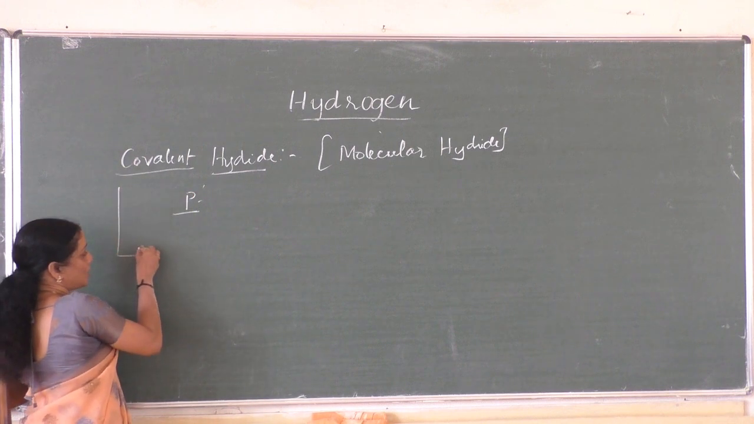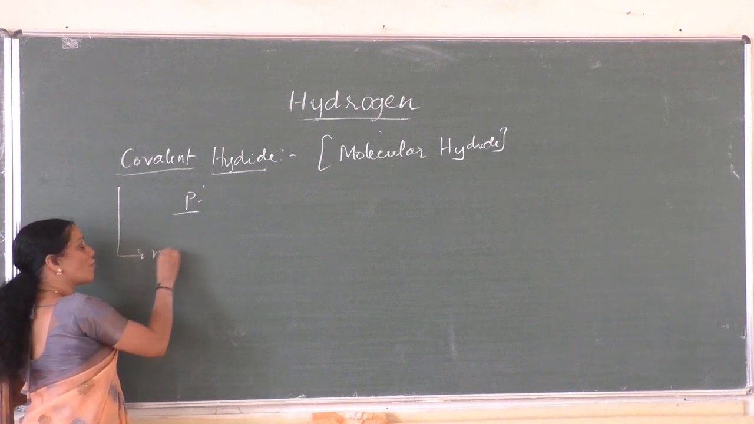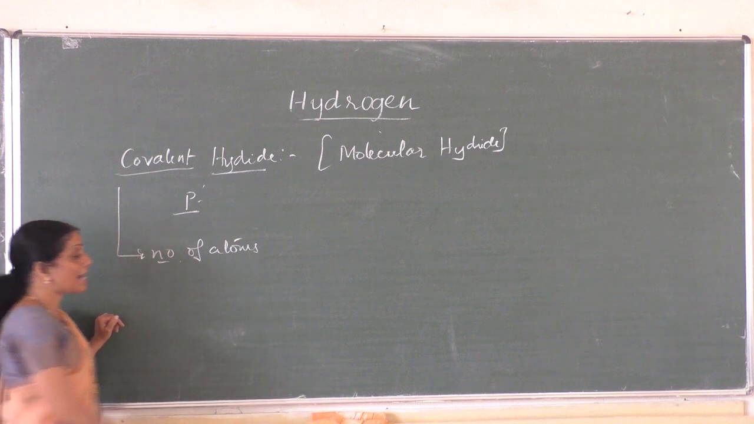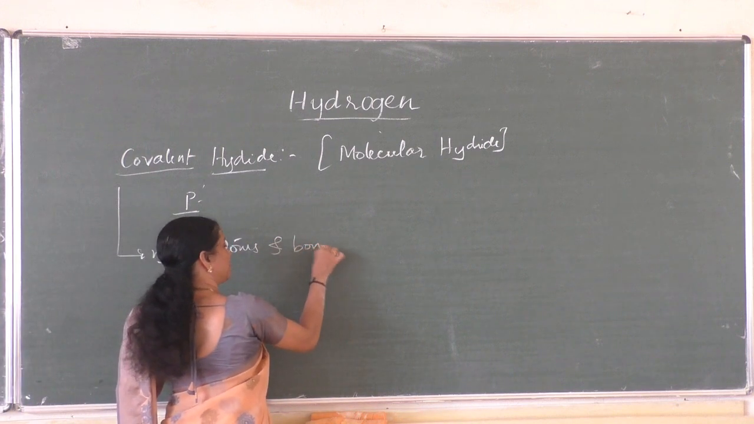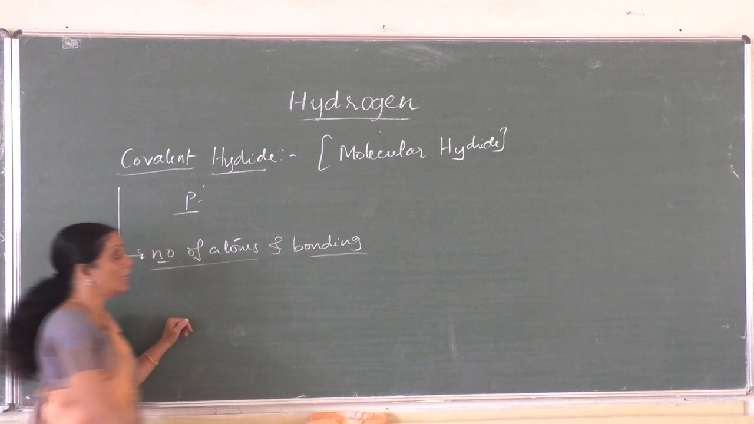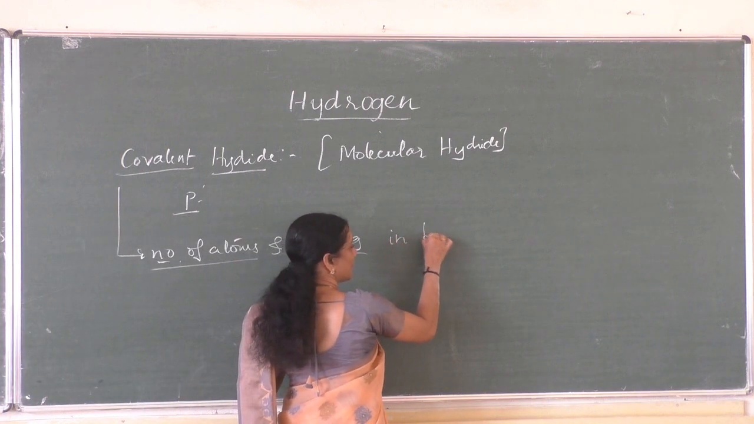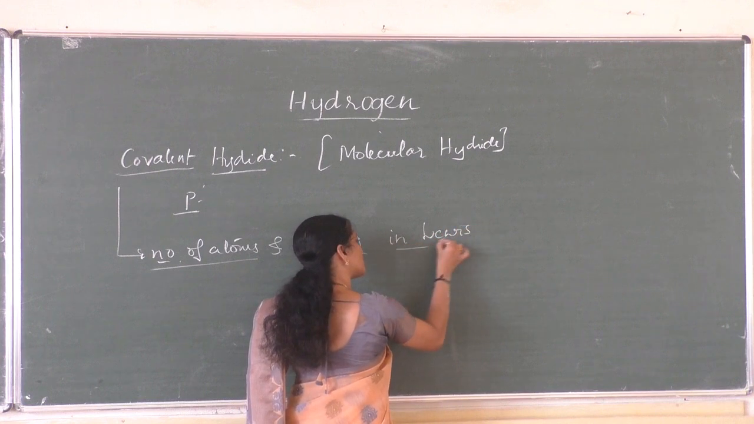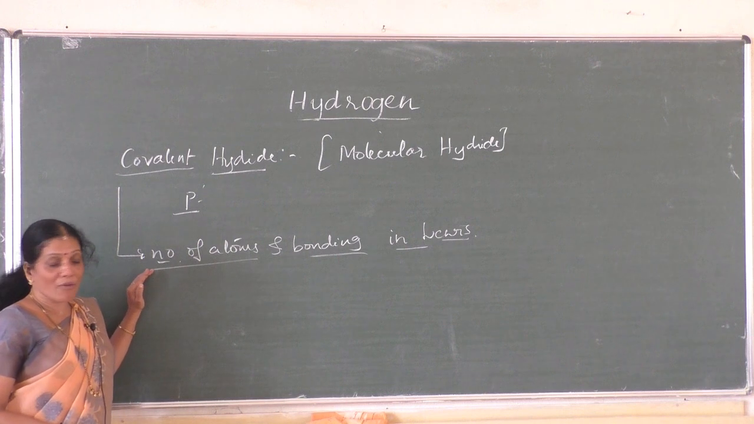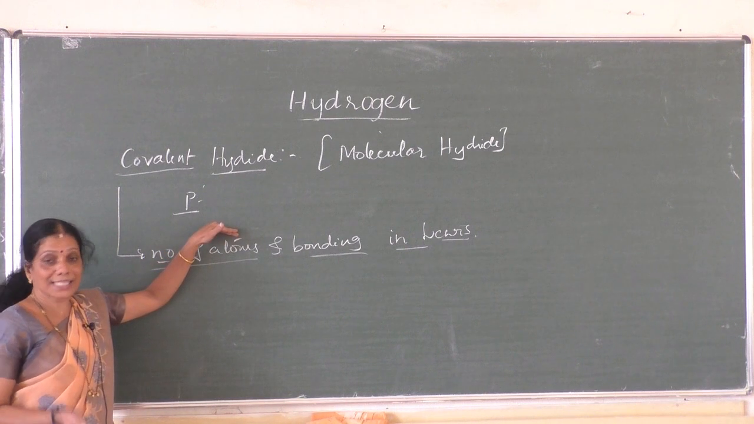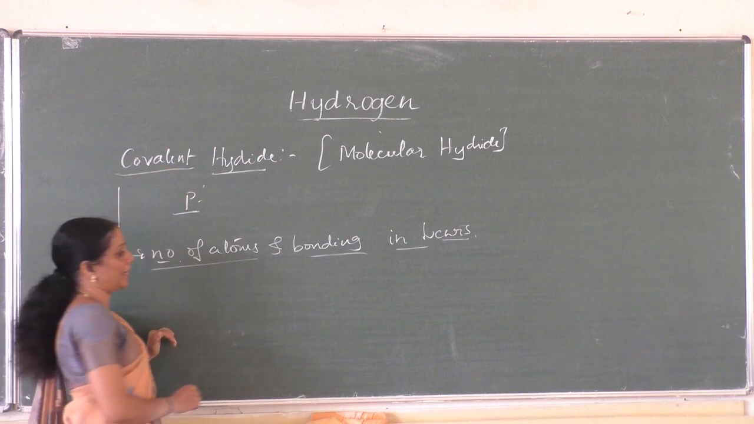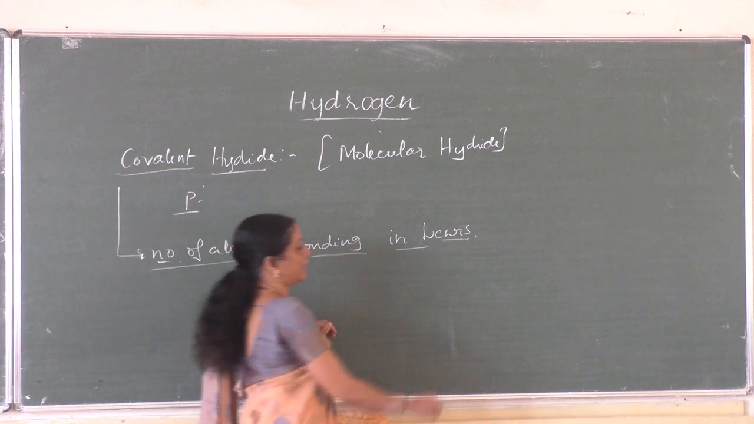Listen now, based on the number of atoms as well as the bonding in a Lewis structure. Lewis structure is nothing but a Lewis dot structure we have studied. Based on the number of atoms as well as bonding in the Lewis structure, these covalent hydrides are mainly classified into 3 different types.